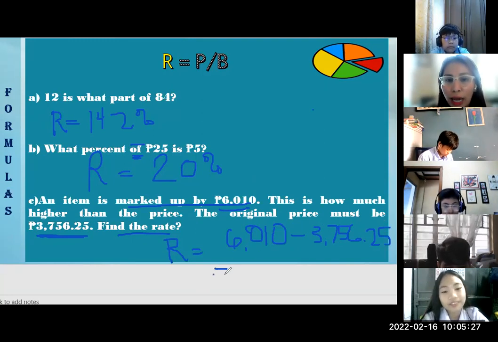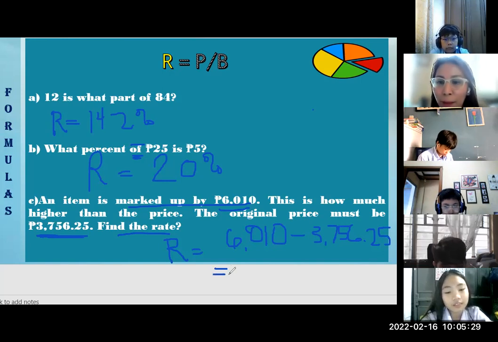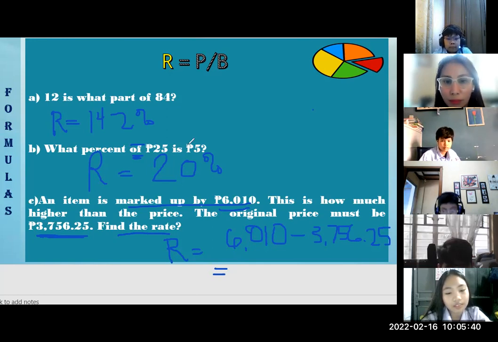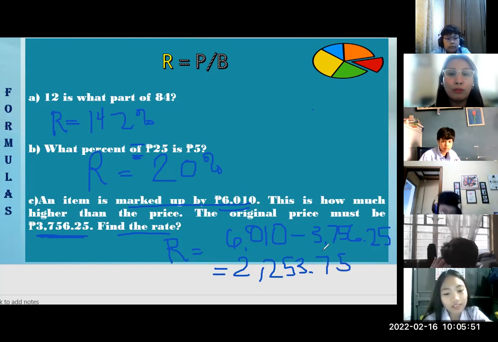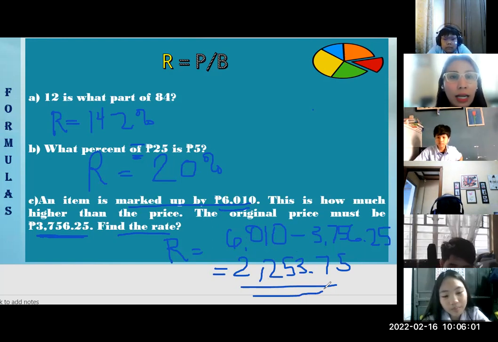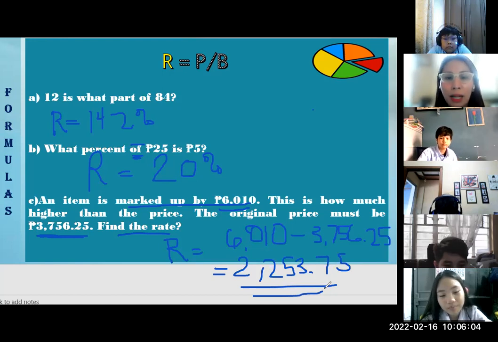Ayan, sige. Before we end the first part, Miss Amber, how much is the difference? 2,253 and 75 cents. Ayan. And 75 centavos. Memorize yan. 2,253.75. Ayan. So, kakailanganin natin itong 2,253.75. Okay? Ayan. Later, kasi mag-e-end less than a minute.